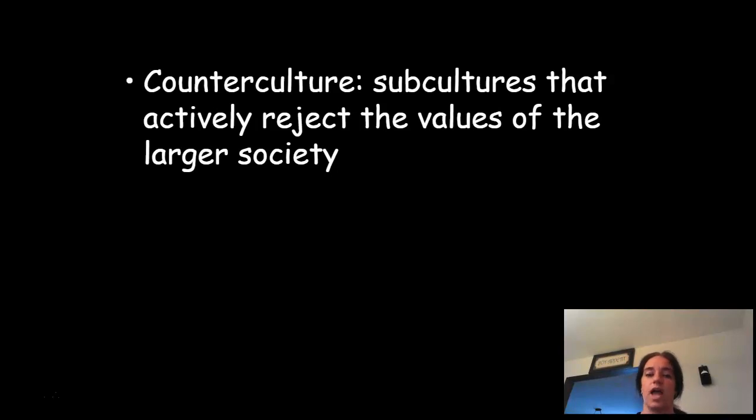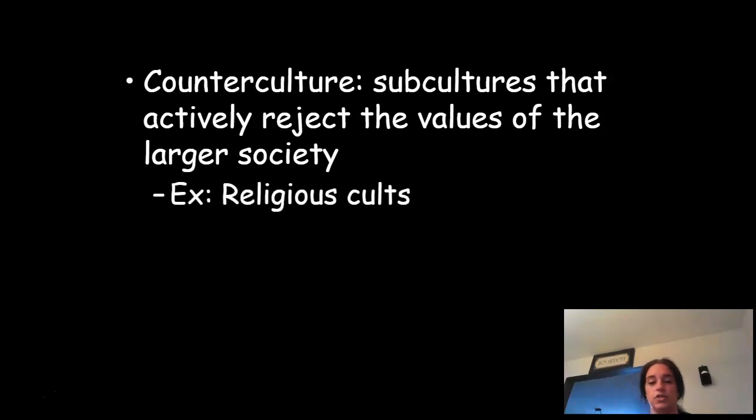Countercultures are subcultures that actively reject the values of larger society. They challenge the values of the larger society. We often consider them to be disruptive. An example of this would be religious cults or biker gangs, gang activity of any kind, really. Young people are more likely to engage in counterculture activity.